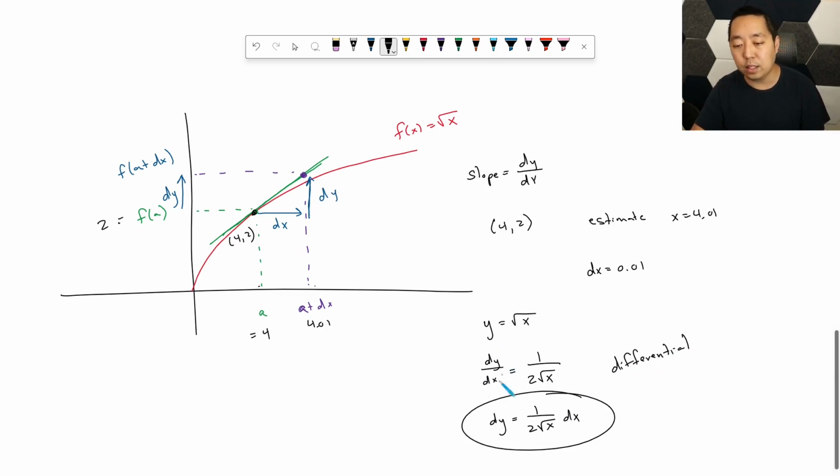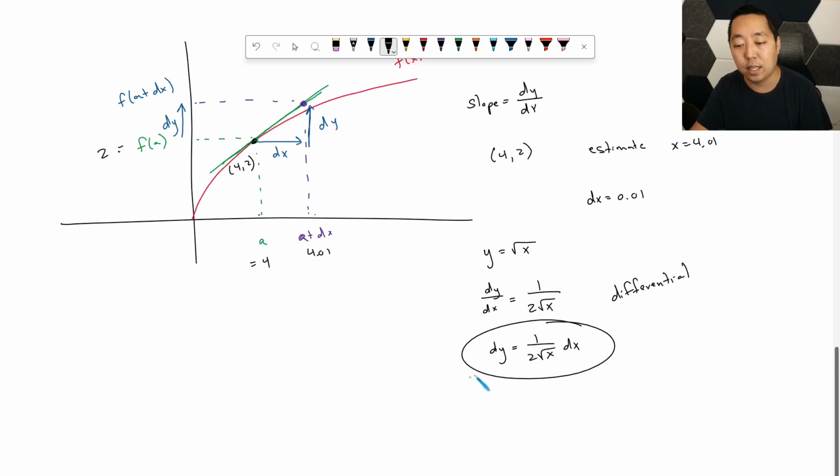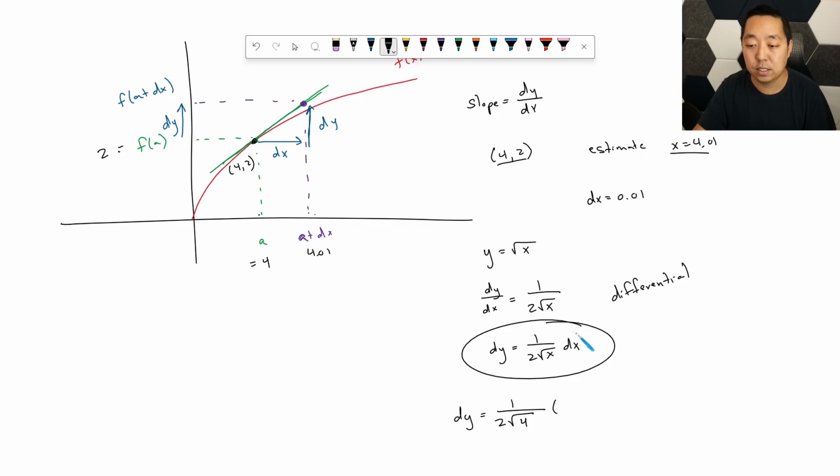Because you might be like, I thought this was just notation. It is notation, but the notation is there because it is a ratio of two values, the dy over the dx. It's a slope, right? So it's the change in y divided by the change in x. So I can move the dx up like that. Now, what does this tell us? dy is equal to 1 over, and if I plug in our point, x is 4, so 2 root 4 times dx, and treat dx like a number, right? It's the spacing here, 0.01. This is 1/4 times 0.01, which is 0.0025.